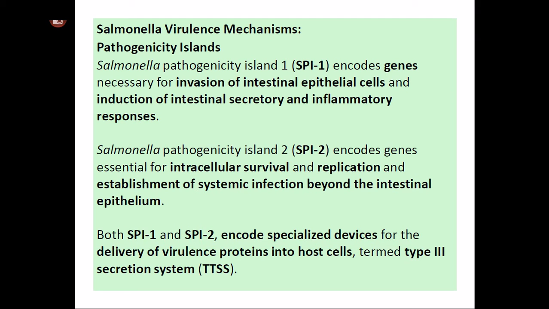So SPI1 is very important for those Salmonella strains that cause gastroenteritis, which causes inflammatory as well as flush diarrhea. On the other hand, Salmonella pathogenicity island 2 is required for those strains of Salmonella which usually cause enteric fever, like Salmonella typhi. Both SPI1 and SPI2 encode specialized devices for the delivery of virulence proteins into the host cell. This is termed the type 3 secretion system, or TTSS.